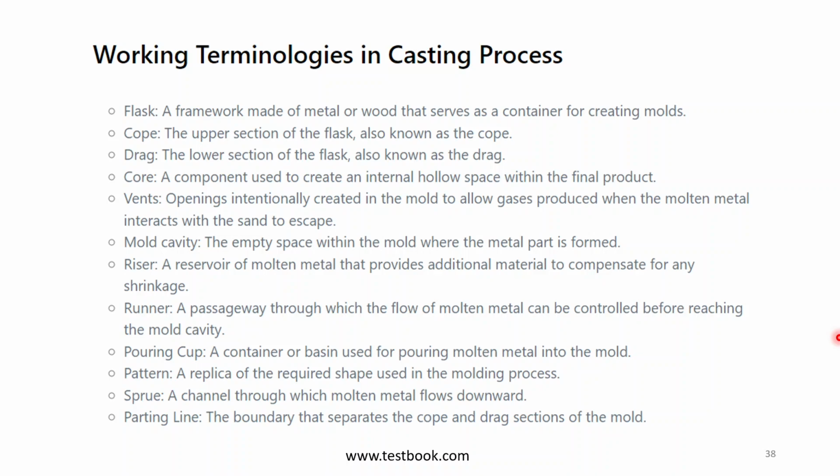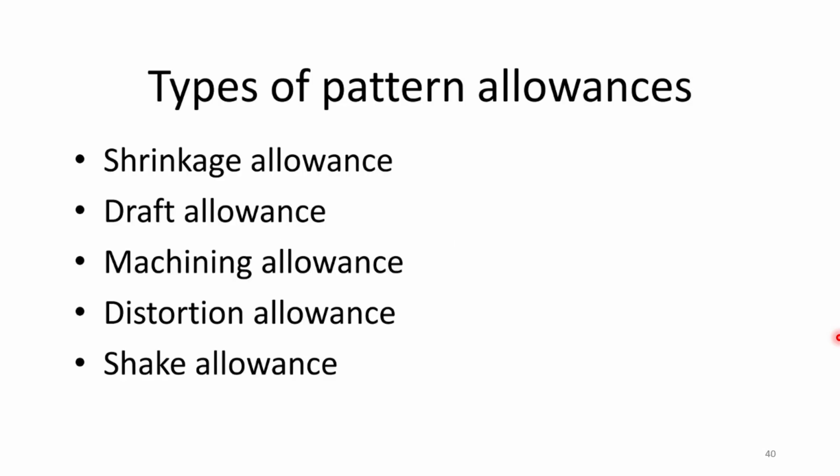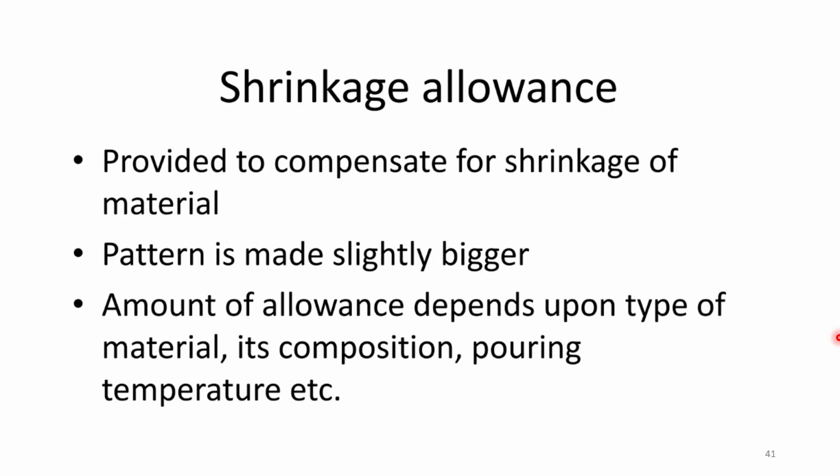Now the next 13 and 14 chapters are related to pattern allowances. The types of pattern allowances are shrinkage allowance, draft allowance, machining, distortion and shake allowance. Firstly, shrinkage allowance. It is provided to compensate for shrinkage of material, and the pattern is made slightly bigger compared to your final casting, and the amount of allowance depends upon the type of material, its composition, pouring temperature, etc.